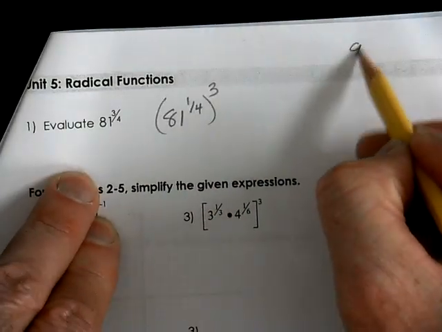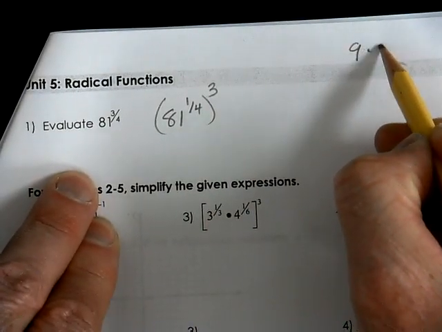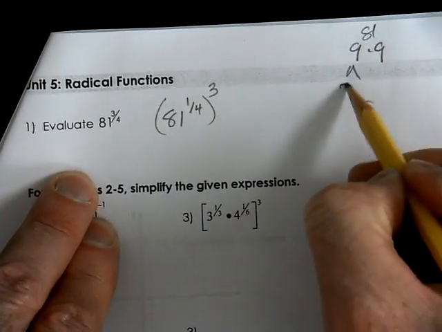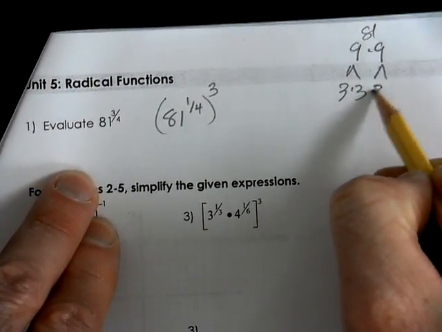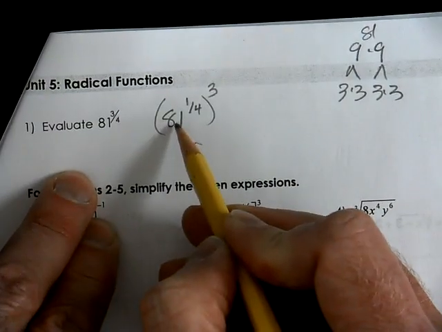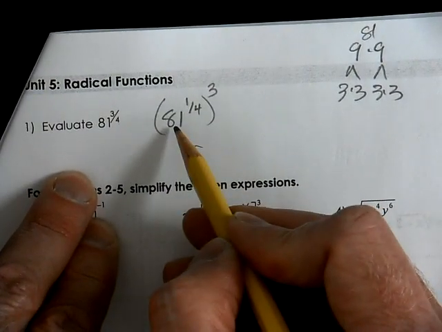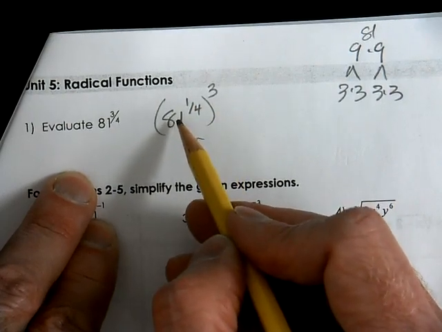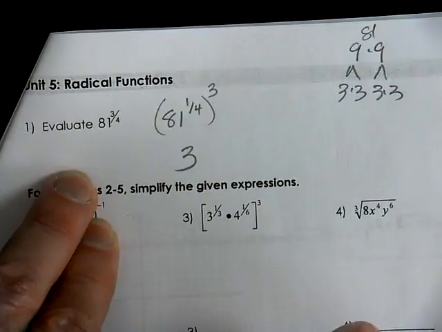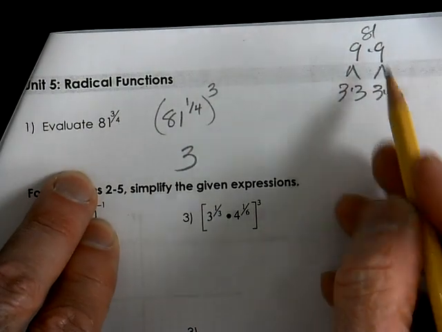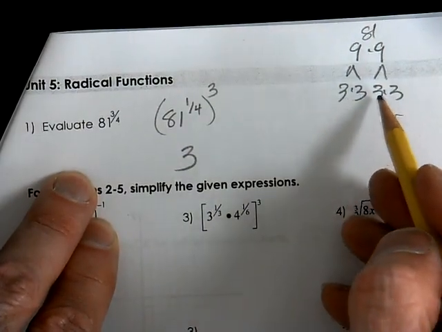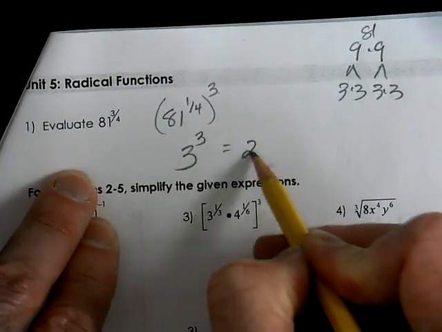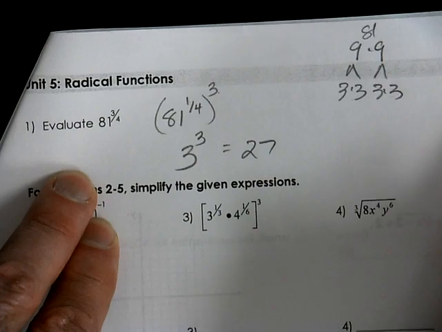Well, we know that 81 is broken into 9 times 9. And that's broken into 3 times 3 and 3 times 3. So this is really 3 to the 4th power. So 1/4 means the 4th root. This is the 4th root of 81. That is 3, because 81 is made up of 3 times 3 times 3 times 3. 3 to the 3rd power. That should be 27.